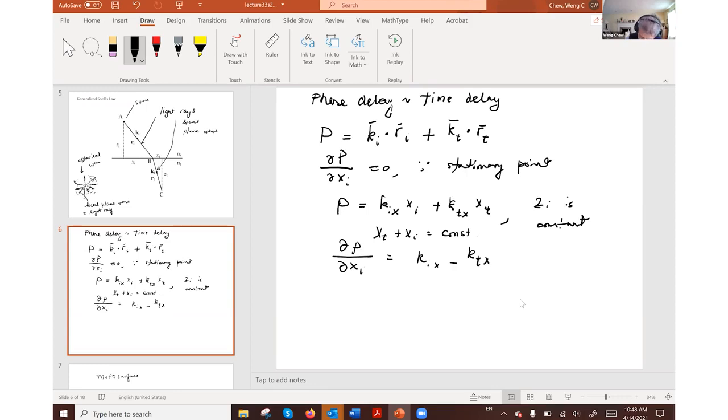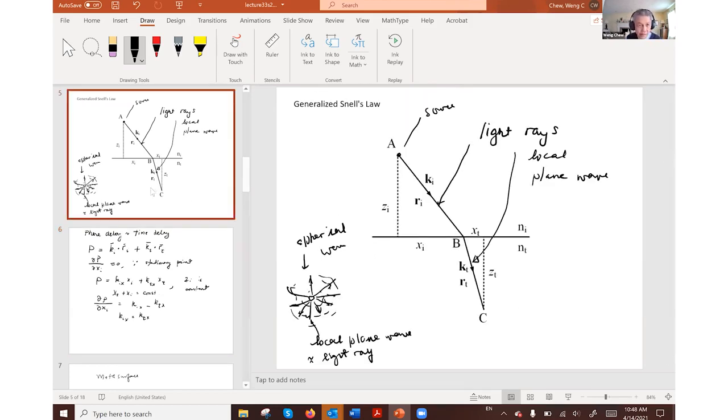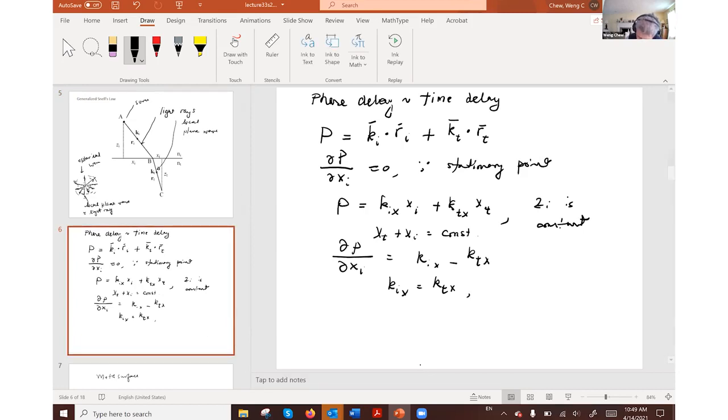And so I have this, by Fermat's principle, KIX must be equal to KTX. And this is just Snell's law, that the x component of these two k vectors should be the same. This is just phase matching or Snell's law.